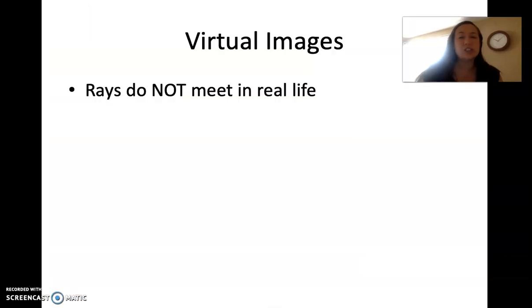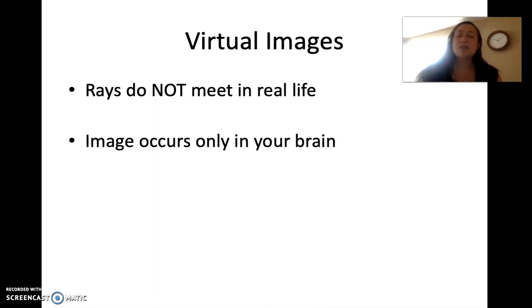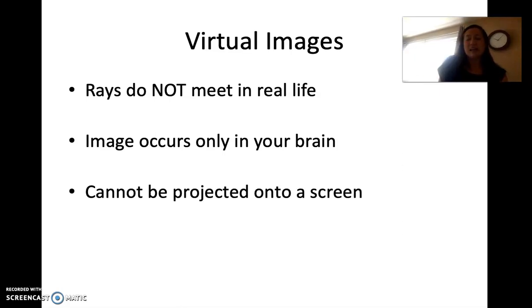Whereas virtual images do not meet up in real life. That image only occurs in your brain because as your eye sees the diverging rays of light, it assumes that light has traveled in a straight line. So they must have originated from some common location back behind the surface of the mirror. And since those light rays don't actually meet up, I can't project it onto a wall.